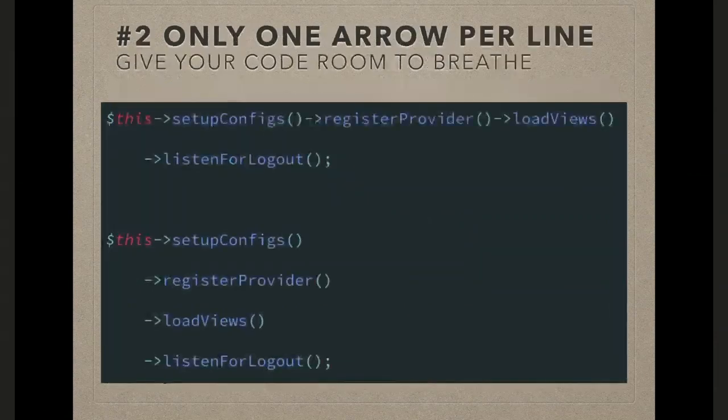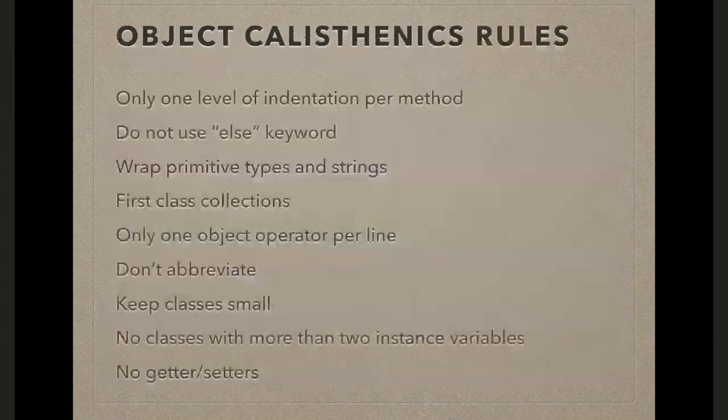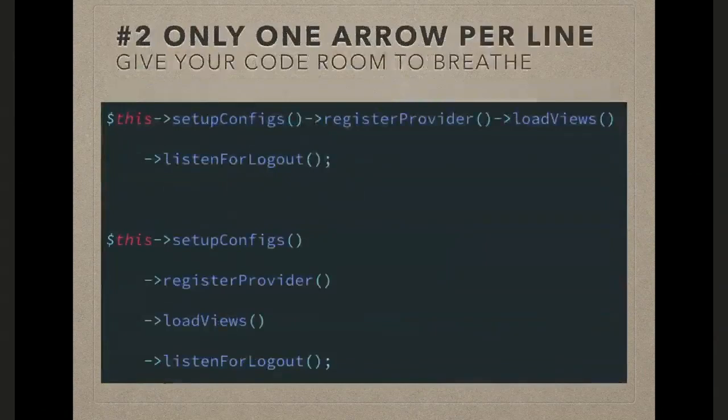Okay, so rule number 2, only use one arrow per line. In the original list, this is the object operator is what they refer to. In PHP, that's the arrow, right? So it connects two different methods together. So you'll see a lot of this, especially in Laravel. Laravel's a big proponent of using fluent interfaces and doing a lot of this method chaining kind of thing.